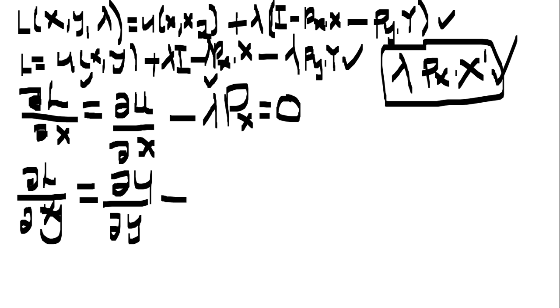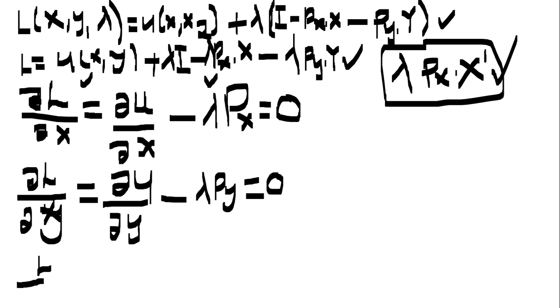Minus, we do the same for this part here containing y. You know that y is raised to the power 1. When this is differentiated with respect to y, we're just going to have lambda price of y. We equate this to 0. And then lastly, we should also get the change in L due to change in lambda.